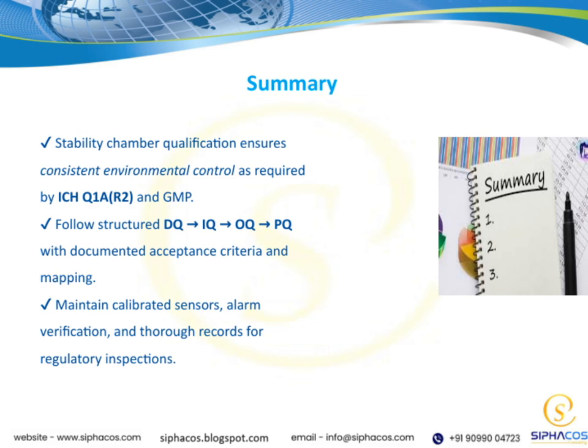This means regularly calibrating sensors, verifying alarms, and keeping detailed records. These steps are vital, especially during regulatory inspections, to demonstrate that the stability chamber continues to operate within specified parameters. Overall, these practices help us ensure product quality, regulatory compliance, and reliable environmental control throughout the product lifecycle.